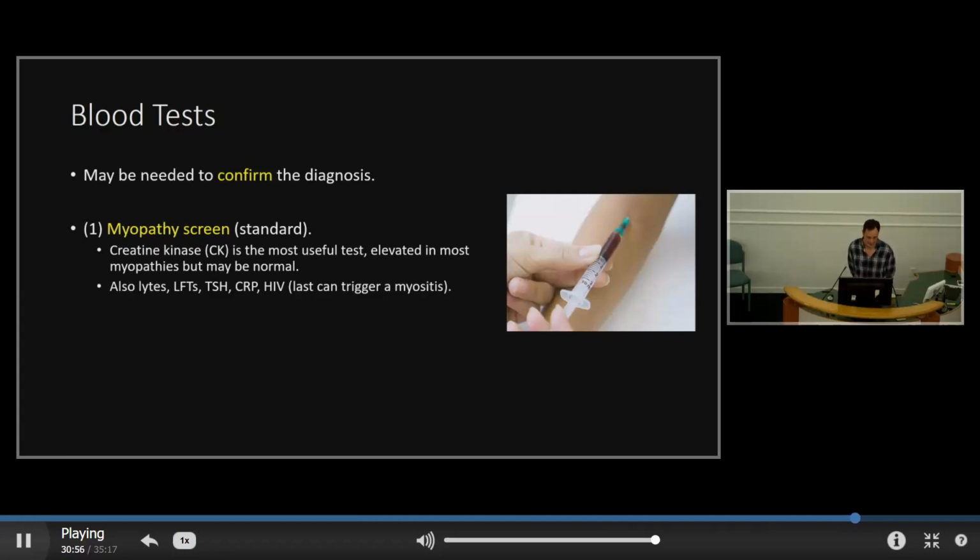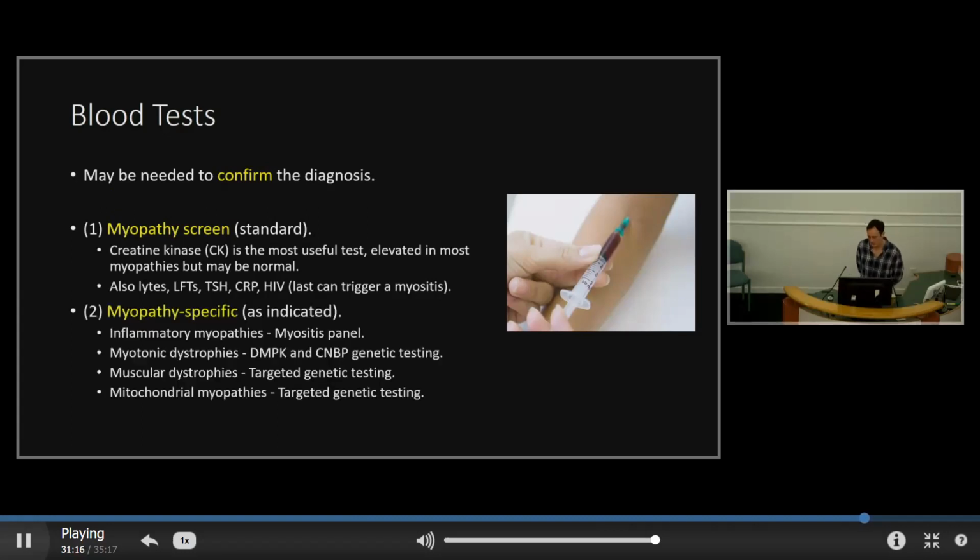You want to get electrolytes, liver function tests, thyroid hormone status, C-reactive protein. And I do order HIV. Often HIV is a good thing not to miss. It can trigger a myositis, and HIV makes a lot of other disorders more likely and worse.